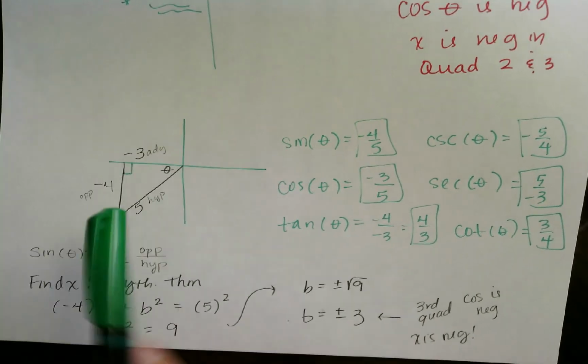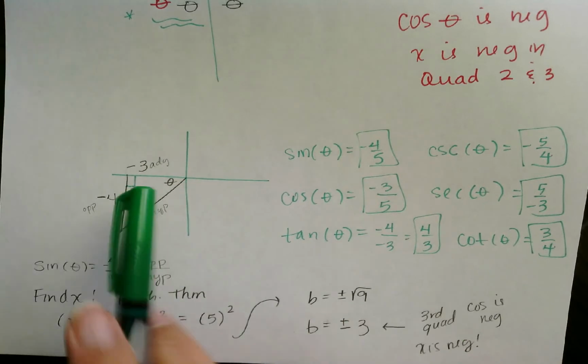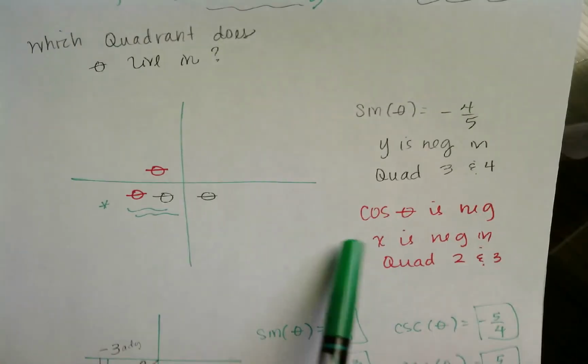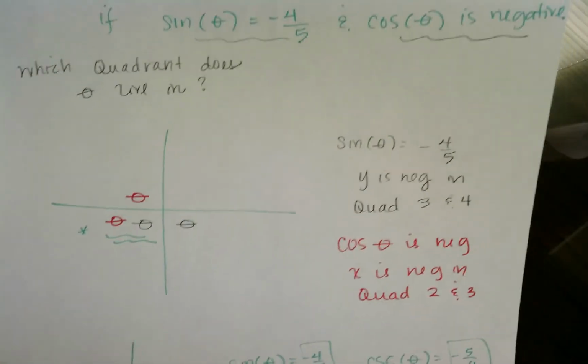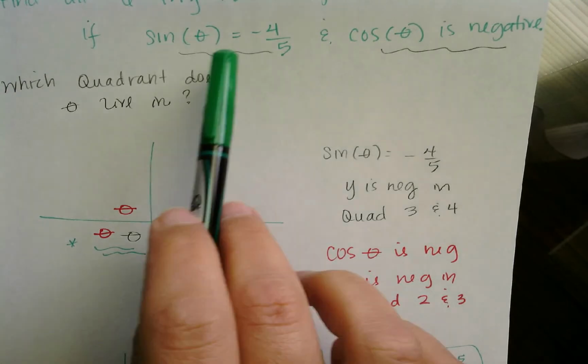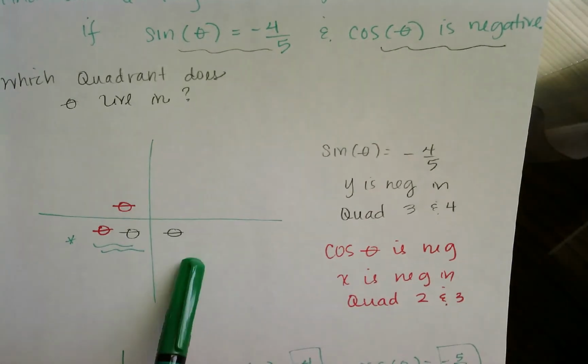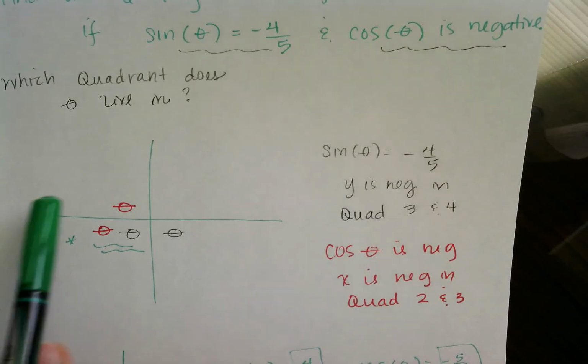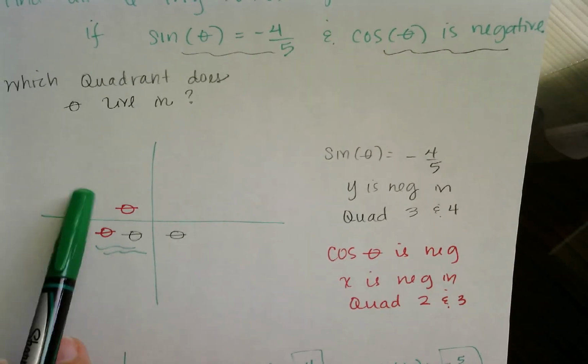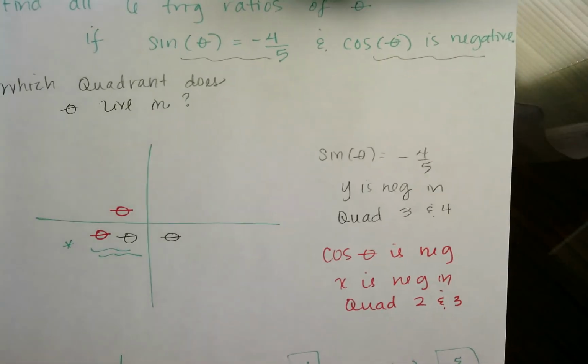Okay, so that's the hardest part of figuring out where theta lives, and that's all according to the information that they give you. Okay, sine is negative in these quadrants, cosine is negative in these two quadrants, the x value, so it's quadrant 3. Alright, let's do another one.